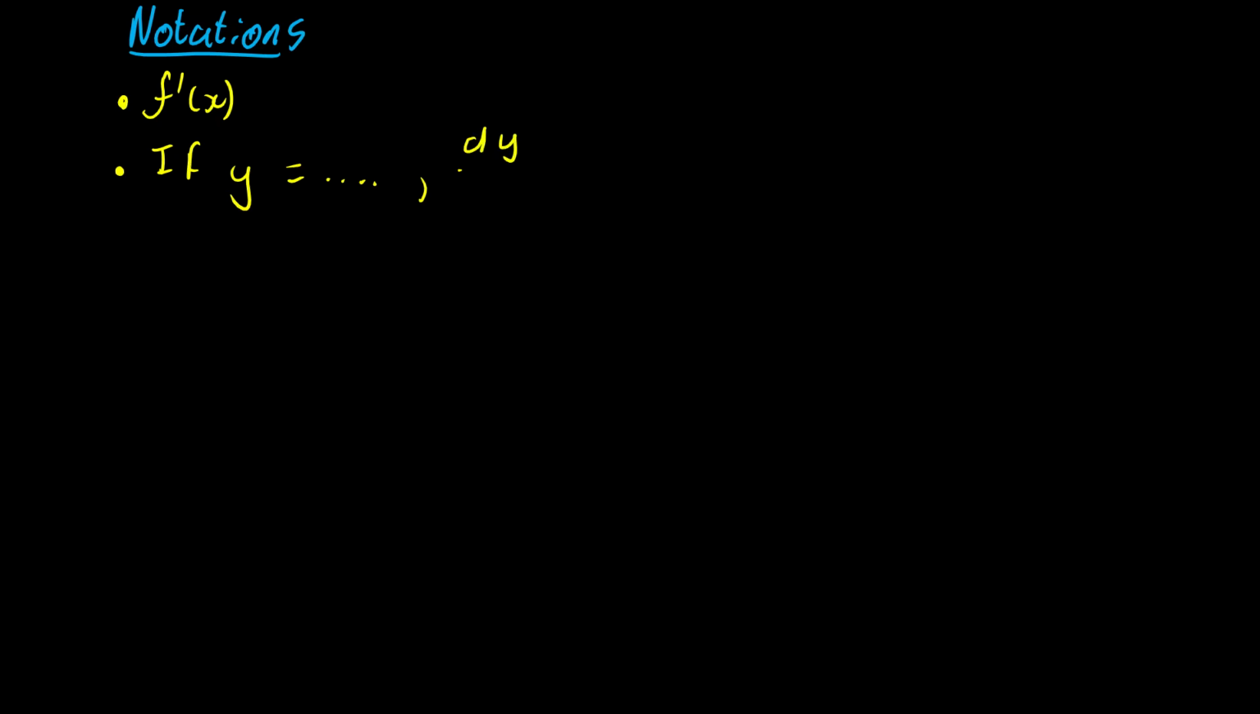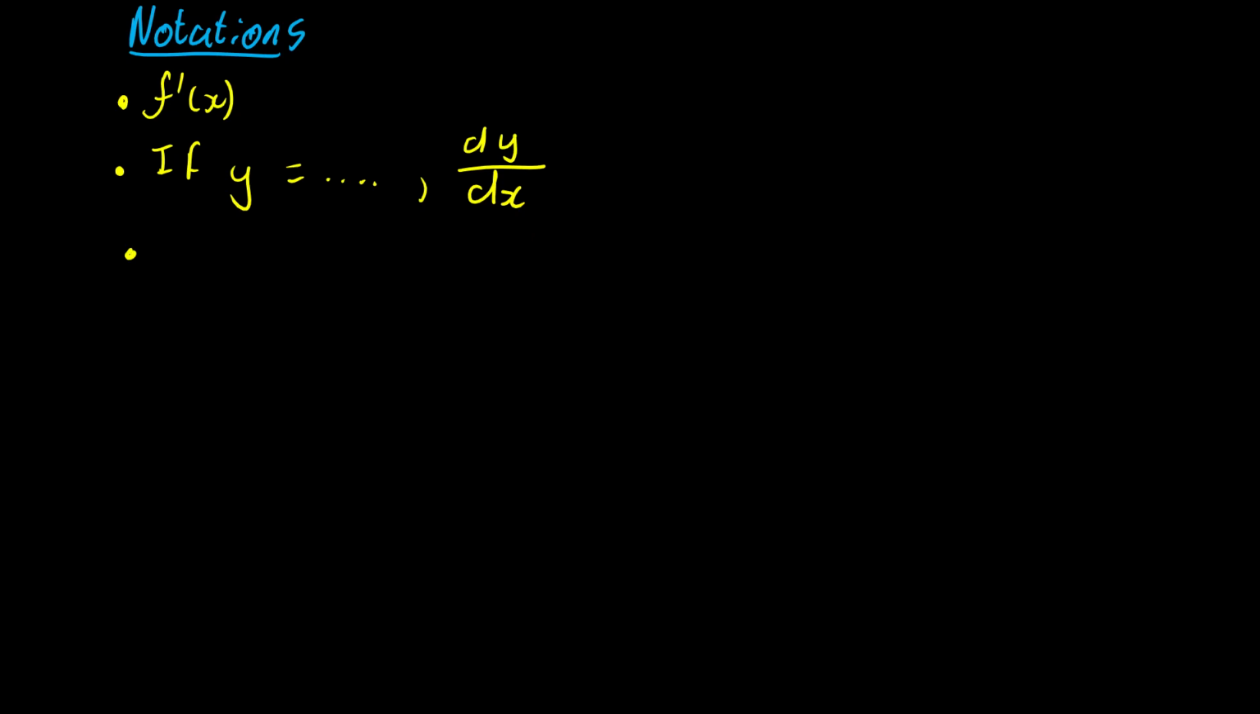A few things before we get to the examples are some of the different notations you'll see. All of these notations mean the same thing. I can ask you to find the derivative of f of x, which means I give you f of x and you need to find the derivative. It means the exact same thing if I tell you y is equal to some expression, and I ask you to find dy dx. That means you need to find the derivative of y in terms of x.